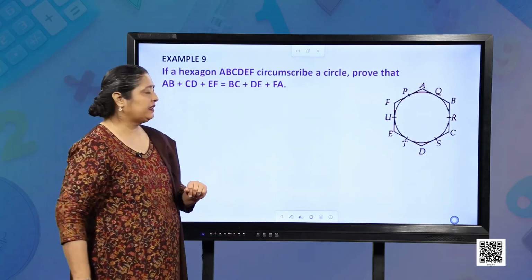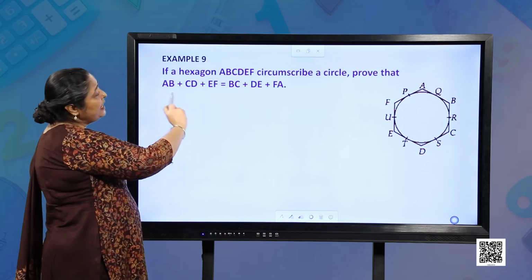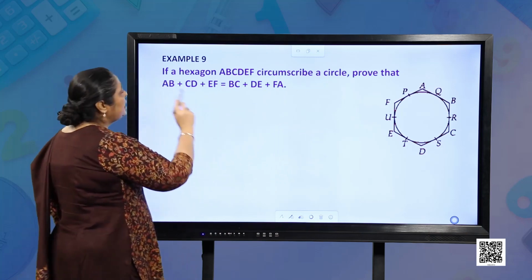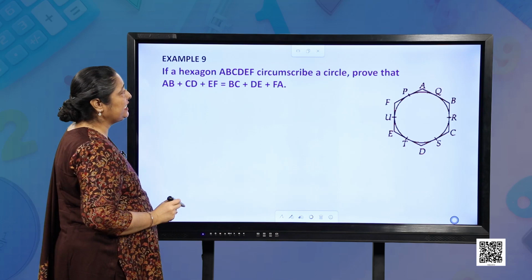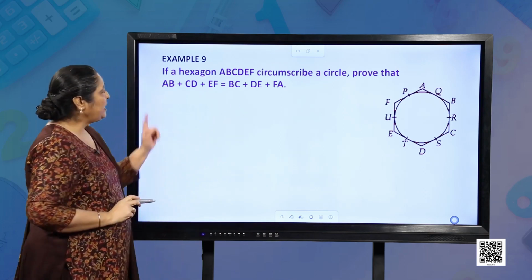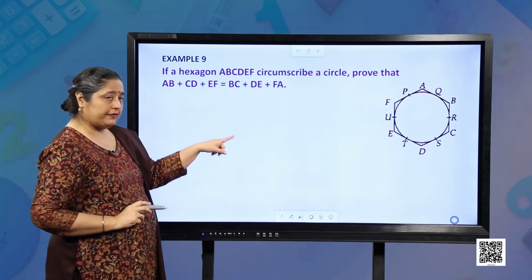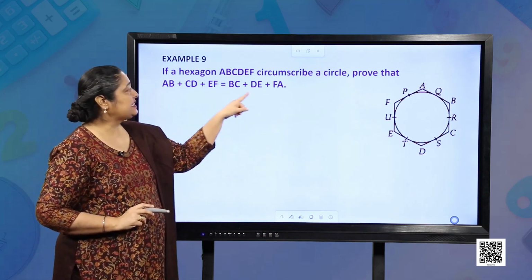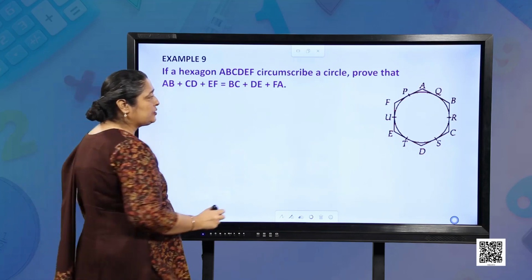This is example number 9. If a hexagon ABCDEF circumscribes a circle, prove that AB plus CD plus EF is equal to BC plus DE plus FA. So, let us prove this.